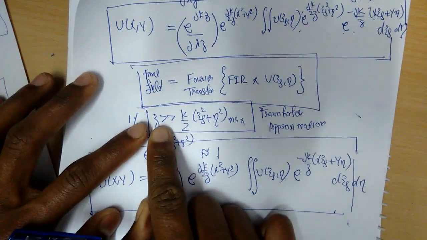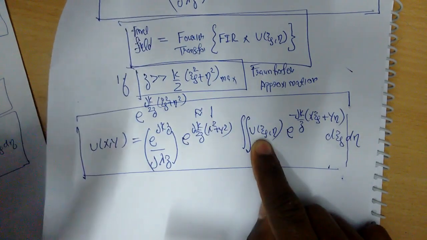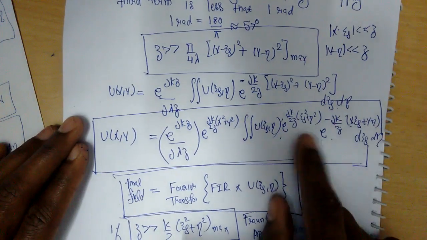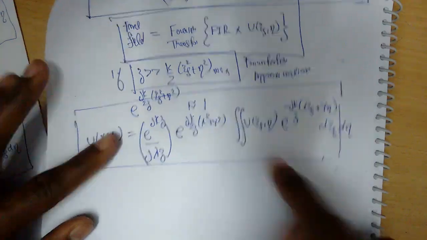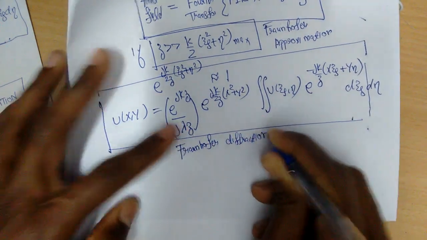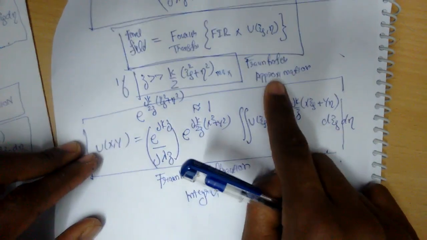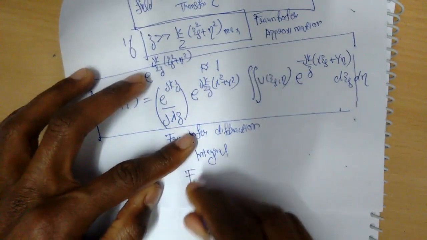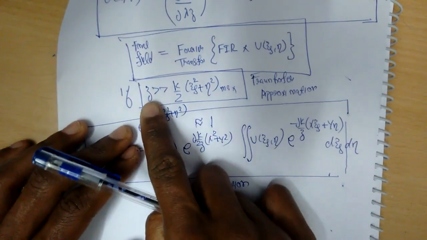And if the value of z is much greater than this term, the diffraction pattern on the screen is nothing but the Fourier transform of the aperture function. Previously, the diffraction pattern was the Fourier transform of the product of the aperture function with a quadratic phase factor, but here there is no quadratic phase factor, and this integral is known as the Fraunhofer diffraction integral. This approximation is known as the Fraunhofer approximation. And if the distance is greater than this, then you will be in the Fraunhofer region, if the distance is very large.